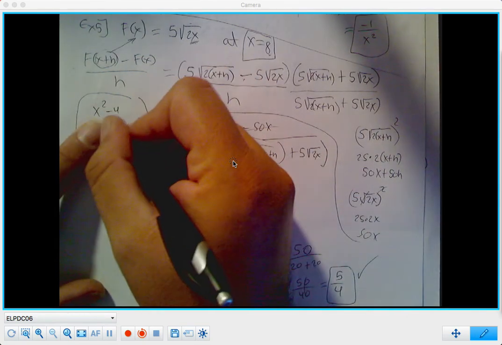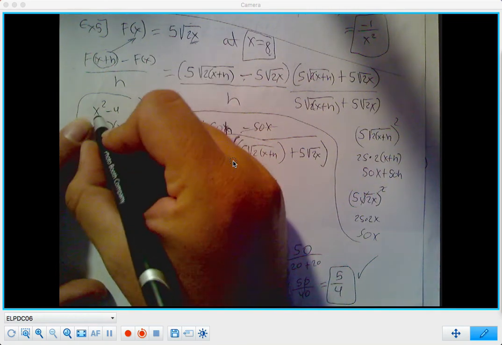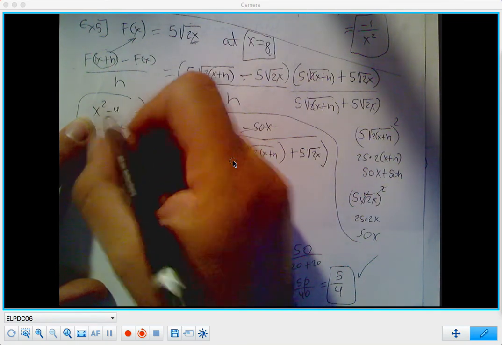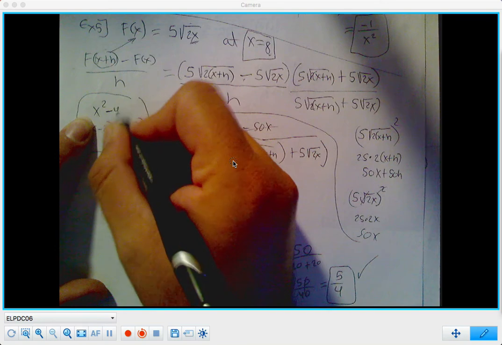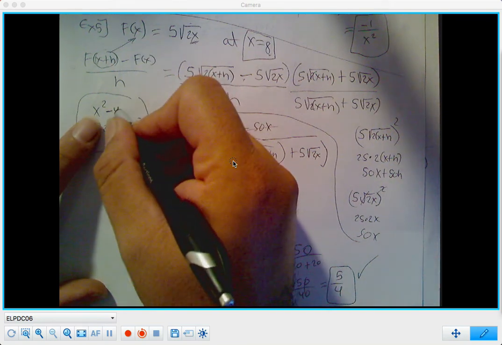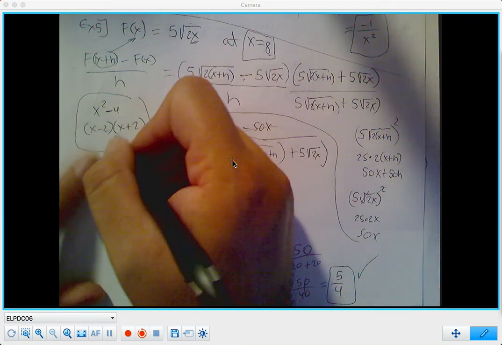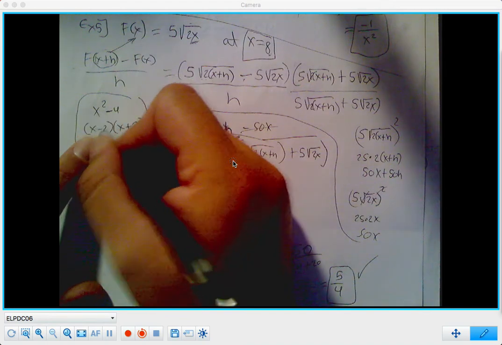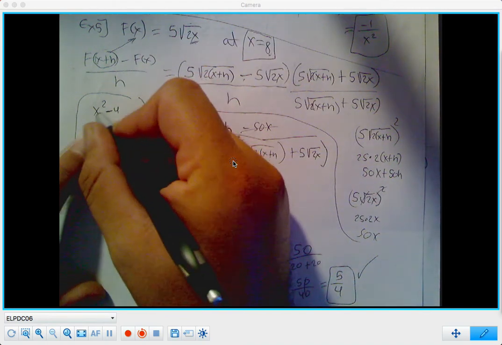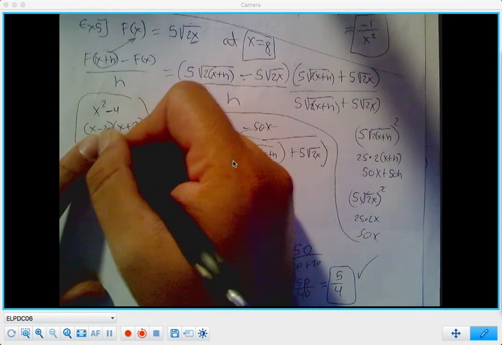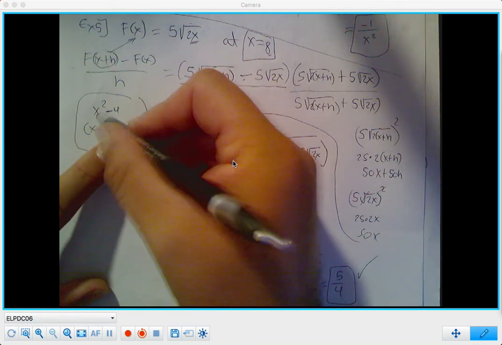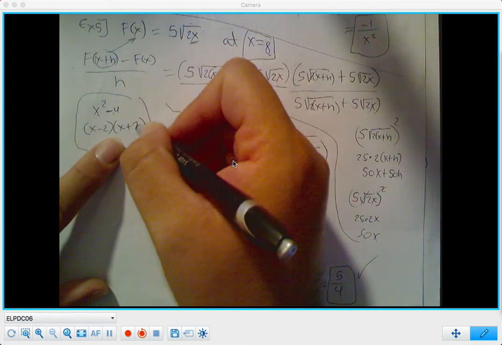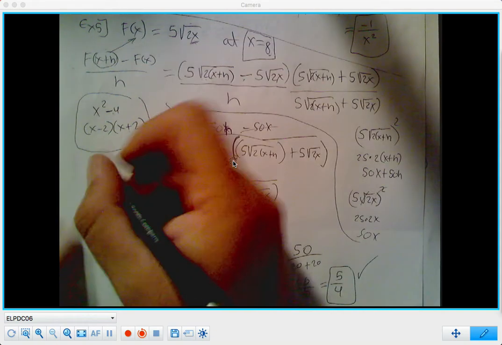Remember, this is called a difference of perfect squares. If you have this number squared, a minus sign, and this number squared, that means you can take the square root. So this becomes the square root of the first one minus the square root of the second one, and then again the square root of the first one plus the square root of the second one. And you can do it both ways.